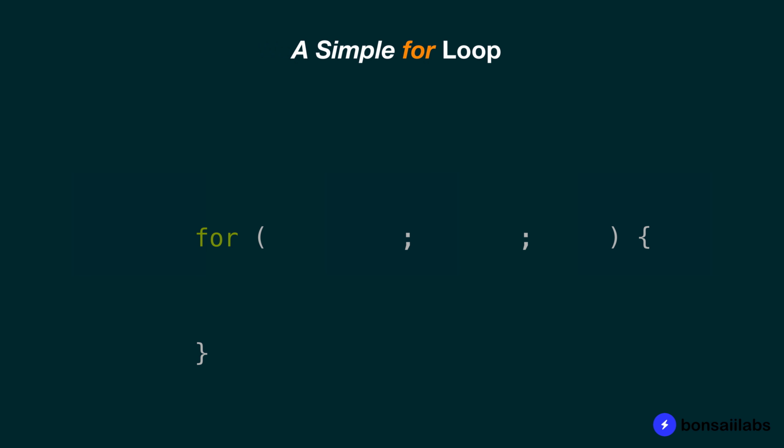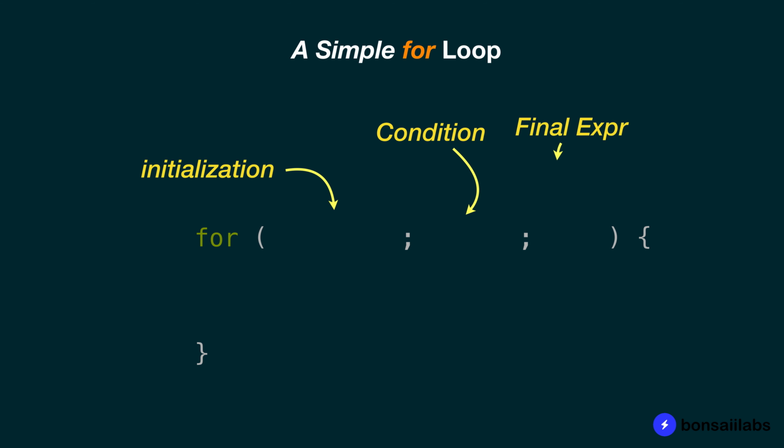The for statement creates a loop that consists of 3 optional expressions, enclosed in parentheses and separated by semicolons, and it is followed by a statement. It starts with the initialization, it is followed by the condition, and the final expression. Within the body of the for loop, we execute one or more statements. So let's start with an example.